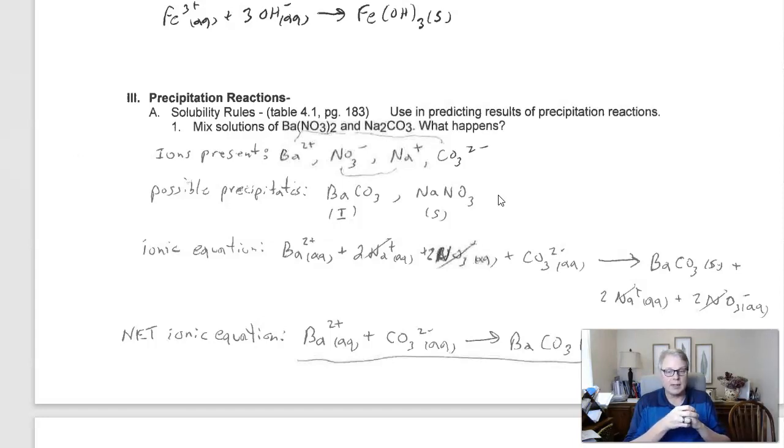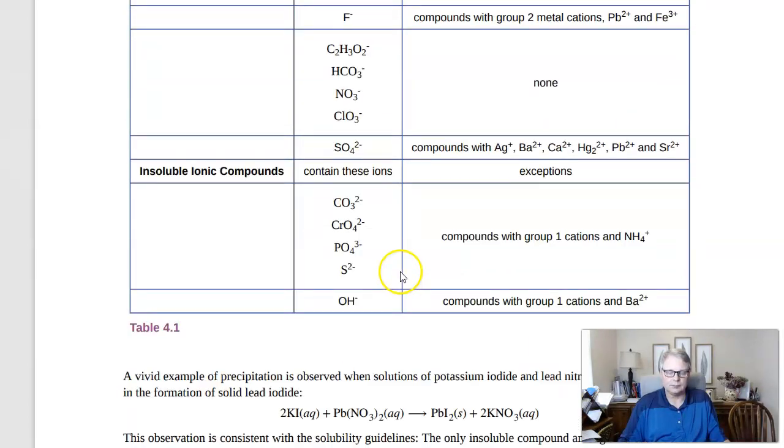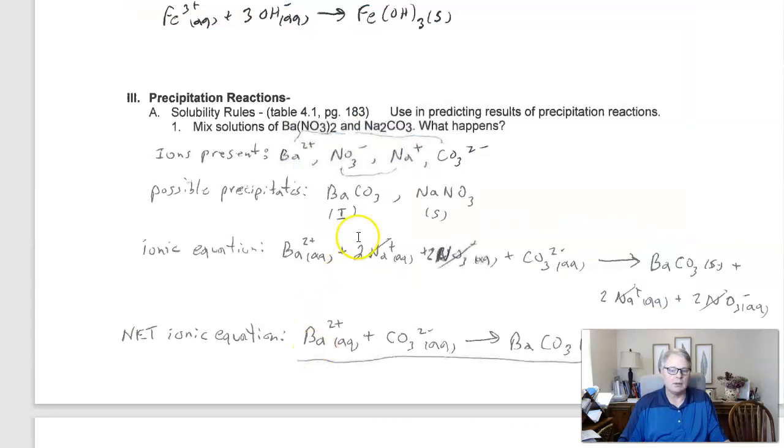So we look at barium carbonate and ask, soluble or insoluble? Well, I know that most carbonates are insoluble, except for group 1 and ammonium. Is barium a group 1 or ammonium? No, it's group 2. So therefore, insoluble. That's where we got that from. How about sodium nitrate? Soluble or insoluble? Well, that's definitely soluble, because all group 1 salts are soluble. I also know all nitrate salts are soluble, so it's soluble for 2 reasons. So that's what the S is there for.